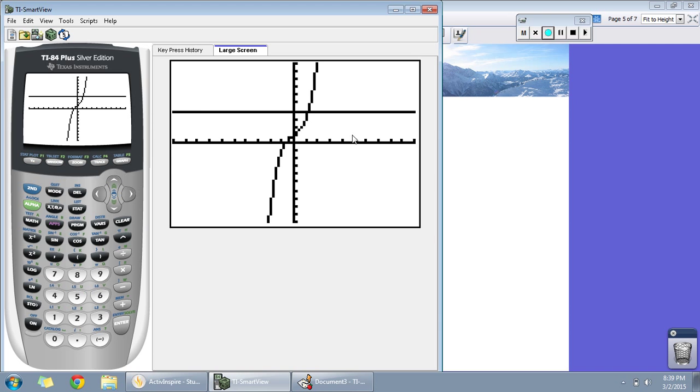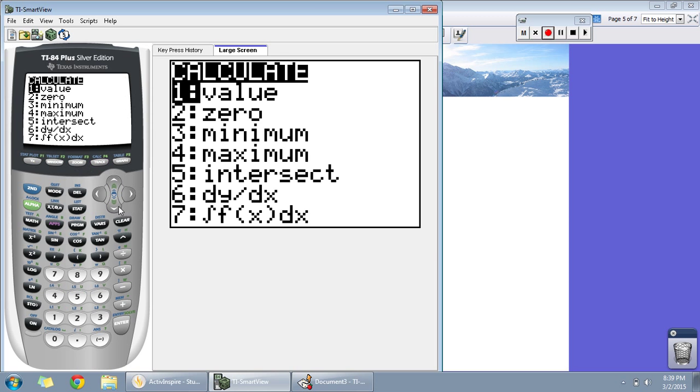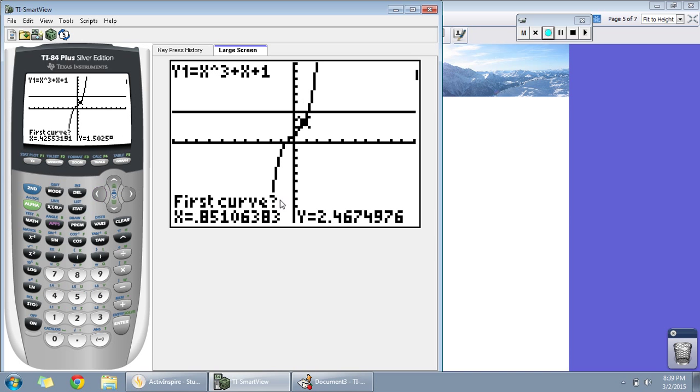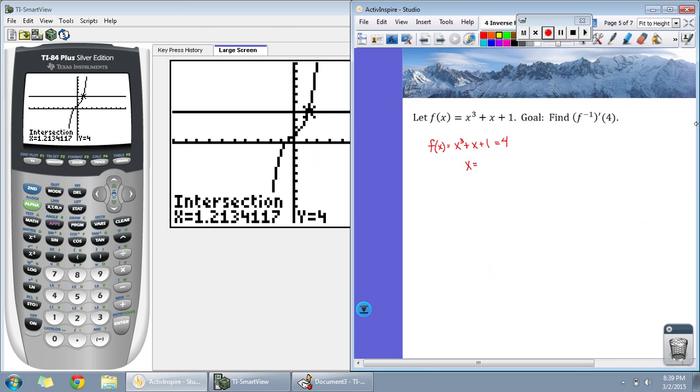When you graph this, you get these two curves, and we want to find the point of intersection. So I'm going to go to second trace, five, which is intersect, and I'm going to move it to the left on my first curve, move it to the right on my second curve, and give it a guess. So this x value is what I write down for my x value over here. So we got 1.2134117.